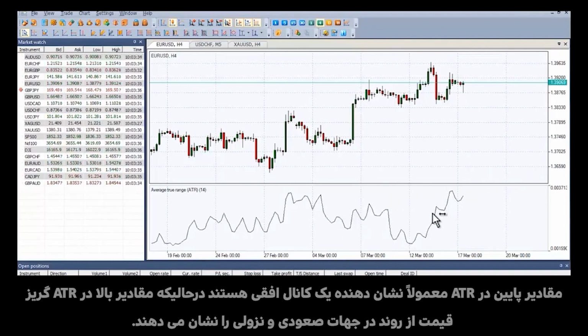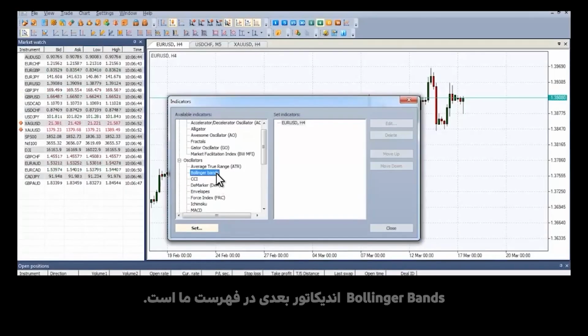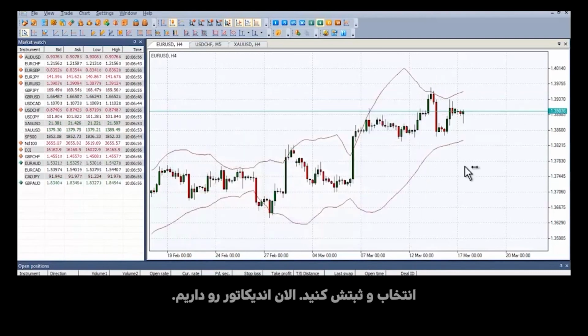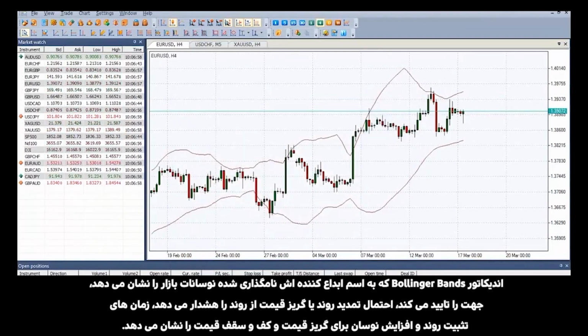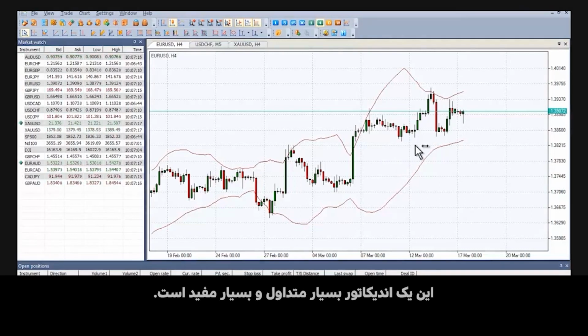Next on our list are the Bollinger bands. Select them, set, OK, and here we go. The Bollinger Bands indicator, named after its inventor, displays the current market volatility changes, confirms the direction, warns of a possible continuation or breakout of the trend, periods of consolidation, increasing volatility for breakouts, as well as pinpoints local highs and lows. Very useful indicator, very commonly used.